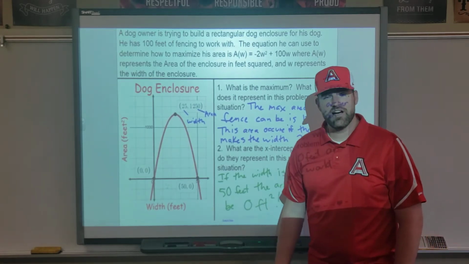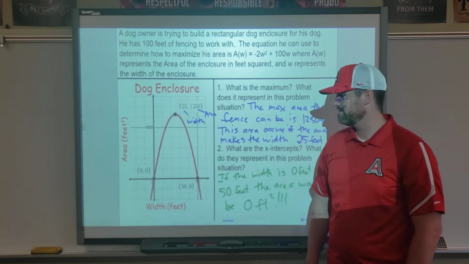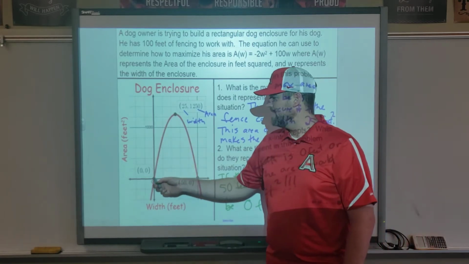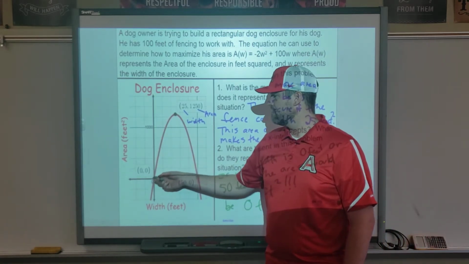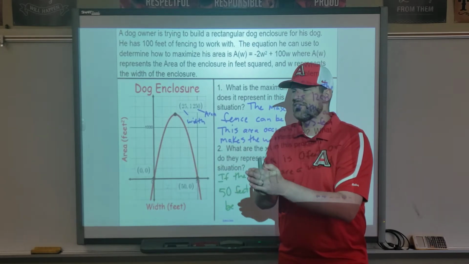That's not a very good dog pen. If you have 0 feet squared of area, your dog has nowhere to play. Can't even fit your dog in there. So that would be a really bad idea, right? Because if your width is 0, it means you have only length and your fence is basically smashed together.